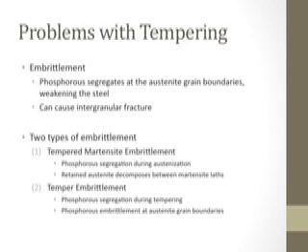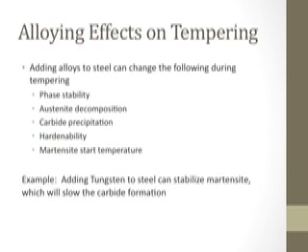Embrittlement is one problem with tempering. This is because of phosphorus segregation at the austenite grain boundaries. This results in intergranular fracture through one of two methods. Tempered martensite embrittlement happens when phosphorus segregates during the austenitization. The retained austenite decomposes between martensite laths, resulting in a continuous cementite film. Temper embrittlement happens when phosphorus segregates during tempering.